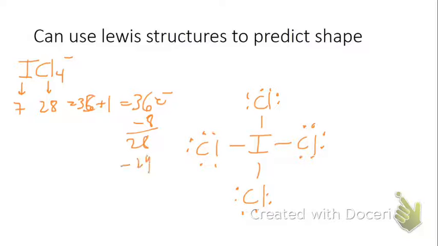So there's 24, but we have 4 electrons left over. So what are we going to do with those extra 4? Well, let's look to see where iodine is. Yep, iodine is low enough on the periodic table that it can have an expanded octet. So, what's the electron shape?